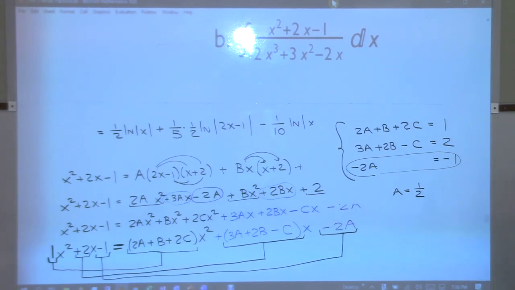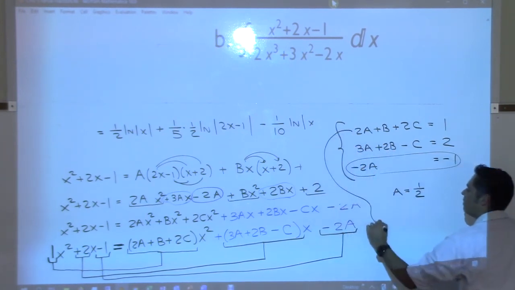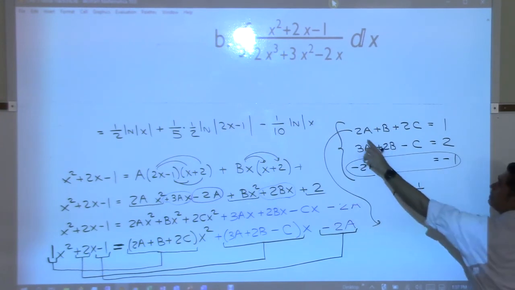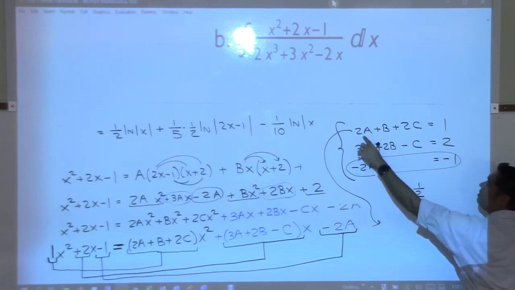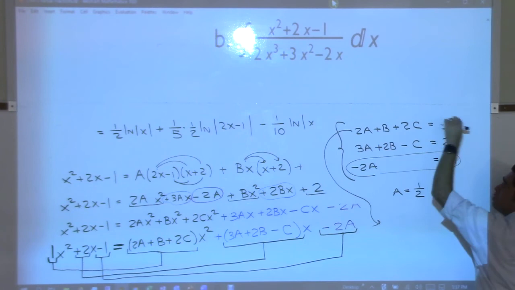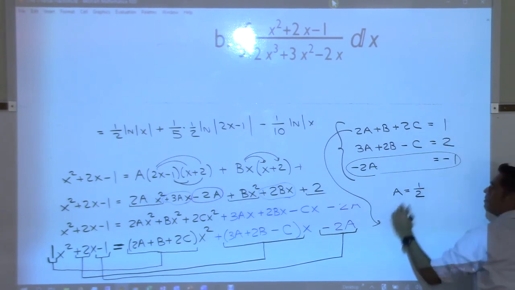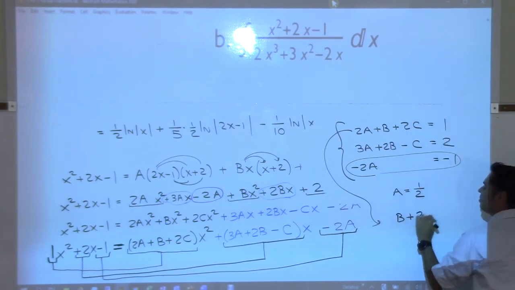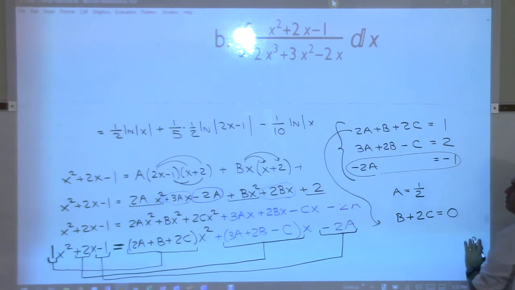And then what can I do? Then you could substitute. I can plug it back in for these two, right? So this first equation would now become what? If A is a half, that's really 2 times a half, that's really 1, right? And I can subtract 1 on both sides. So that would tell me that B plus 2C equals 0.